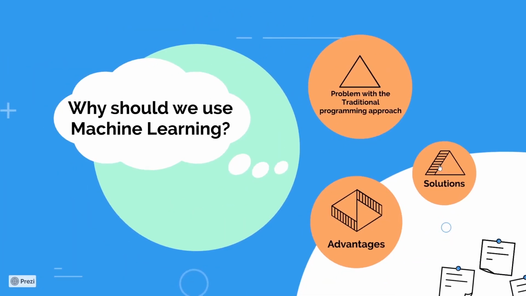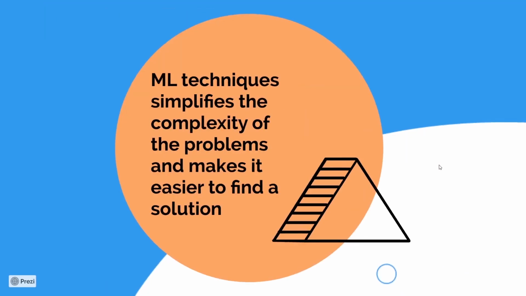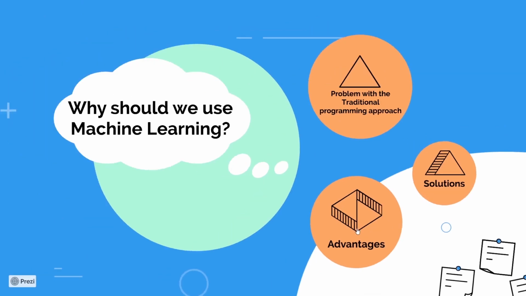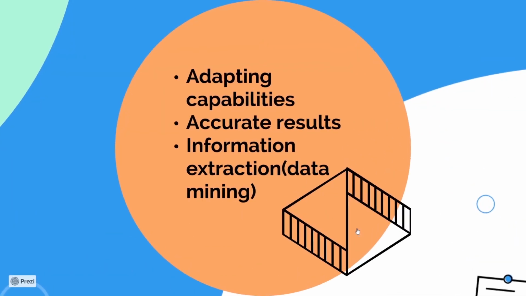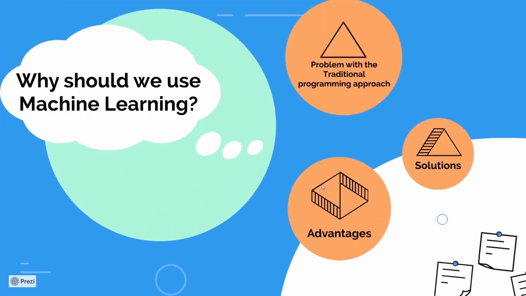Another reason why I feel we should use machine learning is its ability to solve complex tasks and find easier solutions for those tasks. It also has many advantages. Like we have already seen the adapting capabilities of the machine learning system, and it also produces accurate results for the prediction tasks we give to it. It also has the analyzing power for huge chunks of data, which in machine learning terms is also called data mining. Now let's move on to the next part.